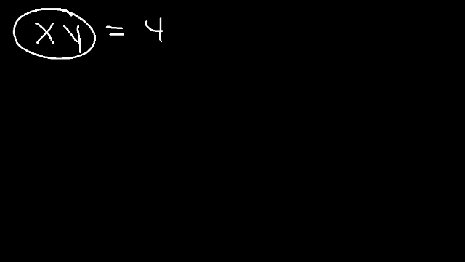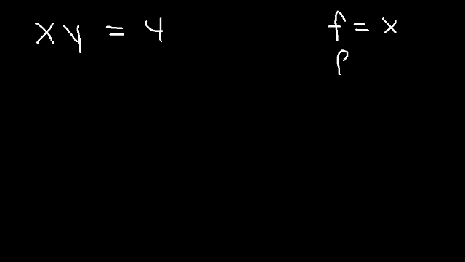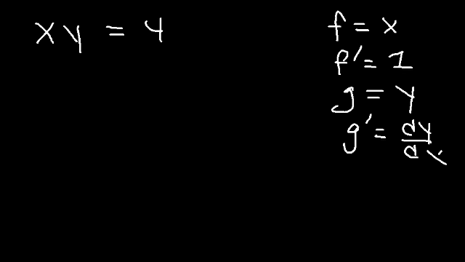Now let's try another problem. Let's say we have this problem, xy is equal to 4. Go ahead and find the first derivative for this function. So once again, whenever you see x and y together, you need to use the product rule. So f is x, which means f prime is 1. g is y, so g prime is dy dx.